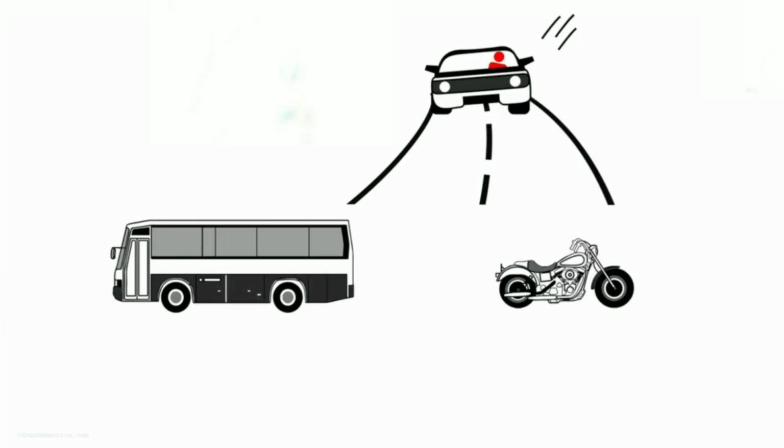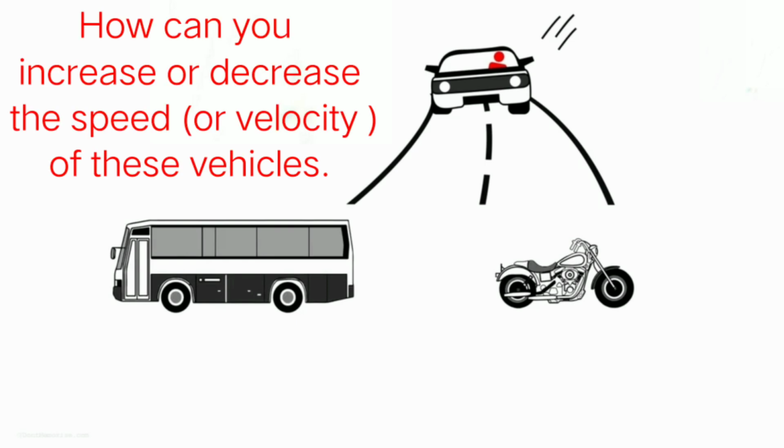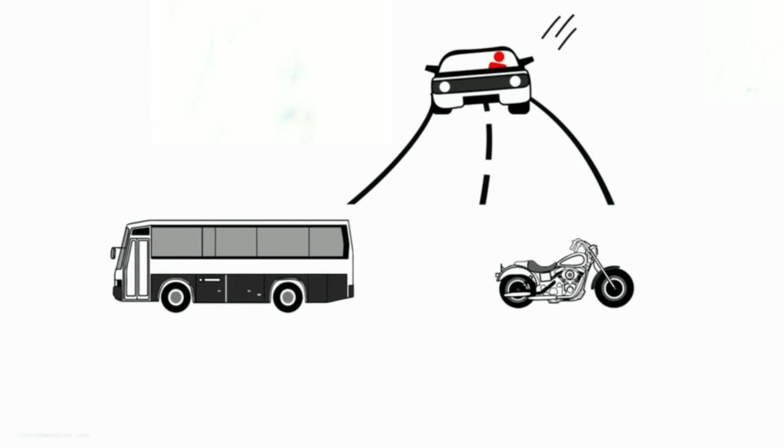Children, you can see here a car, a bus and a bike. I have a question. How can you increase or decrease the speed or velocity of vehicles? Yes, of course. The accelerator in a vehicle can be used to increase the speed or velocity. The brake in a vehicle can be used to decrease or slow down or to stop the vehicle.